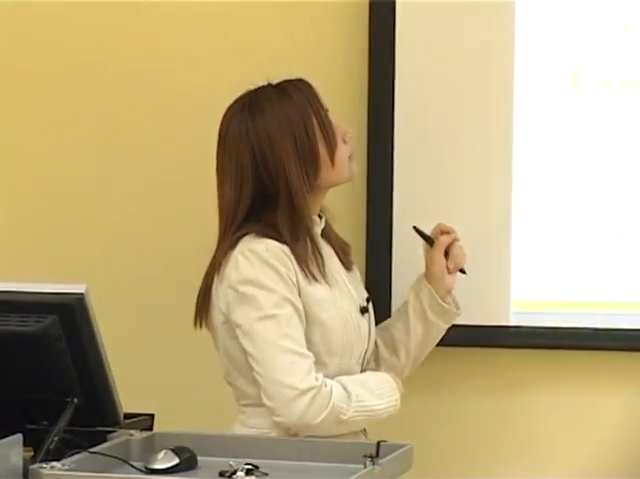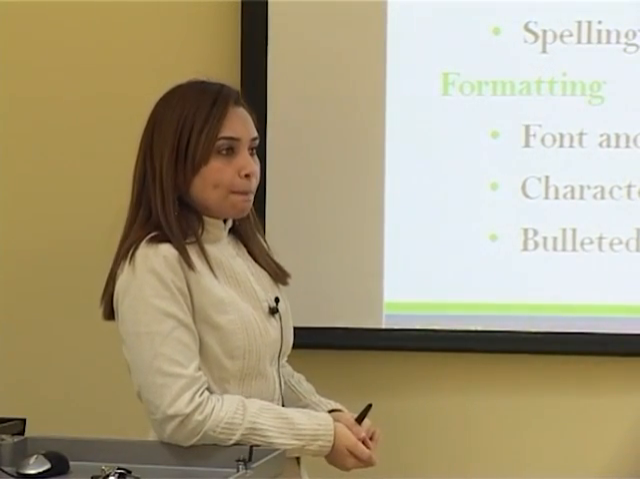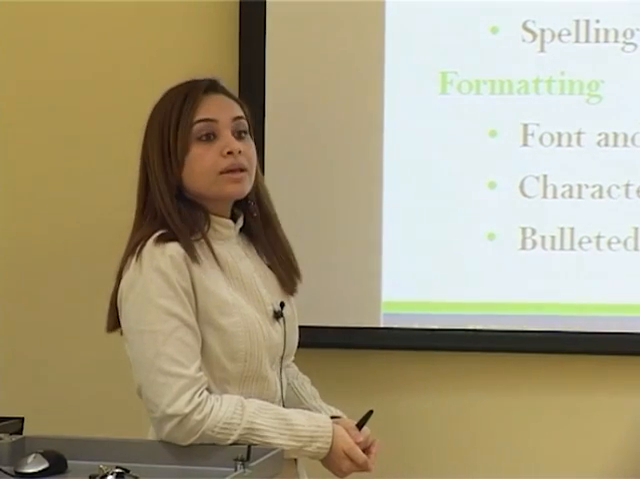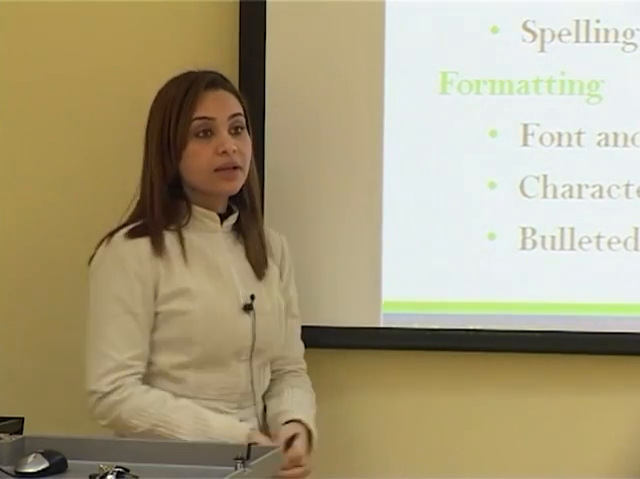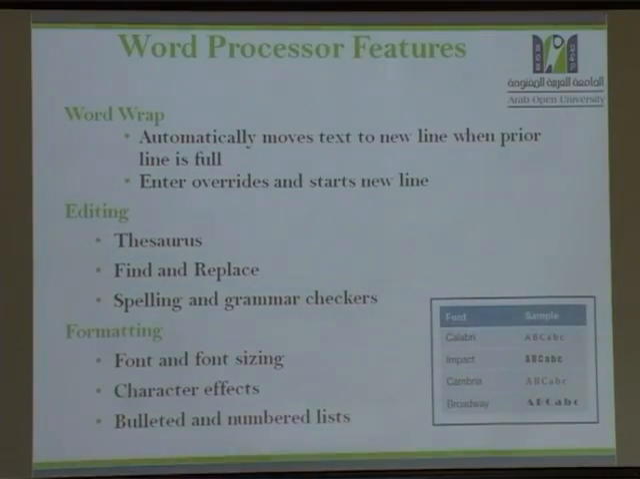What are the common word processor features that are mainly for Word? We have word wrap. What do we mean by word wrap? When the line is finished, it's automatically moved to the next line. When you're writing in a Word document and you reach the end of each line, the words automatically jump to the next line. So this is what we call word wrapping. It automatically moves text to a new line when the prior line is full.